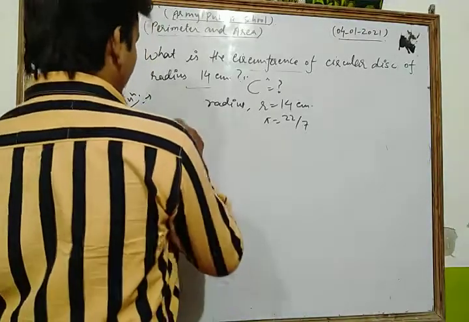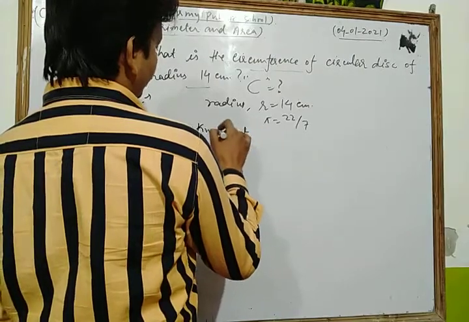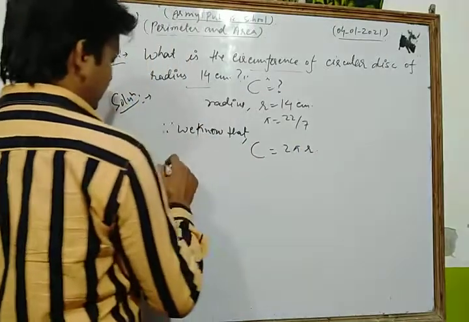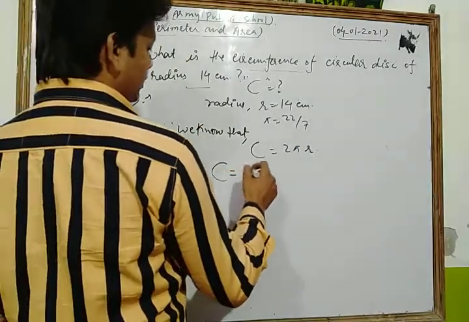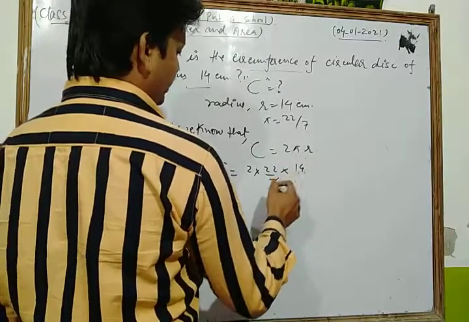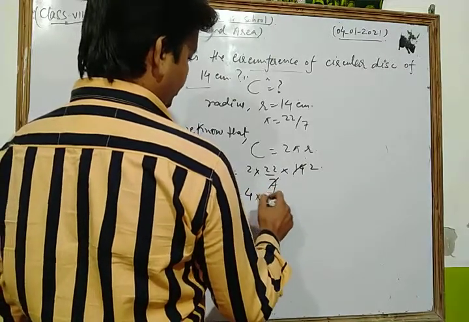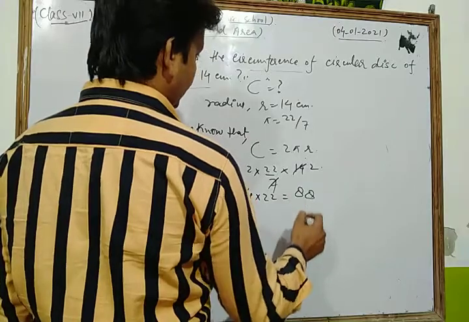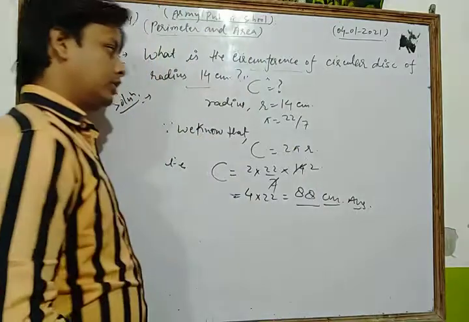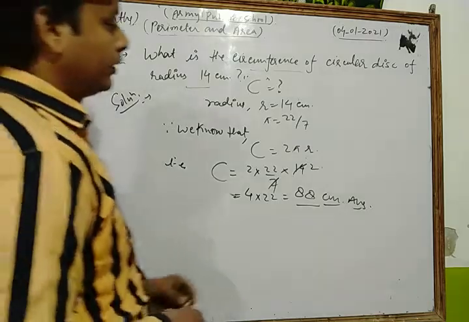Since we know that the formula for the circumference C is 2 pi r, we put in all the values: 2 into 22 upon 7 into r, which is 14. 7 2s are 14, 2 2s are 4 into 22, that is 4 2s are 8, 88 centimeter. This is our required solution of the given question.